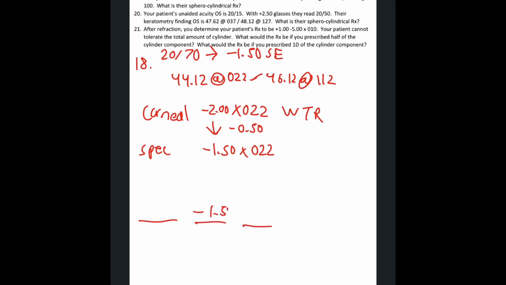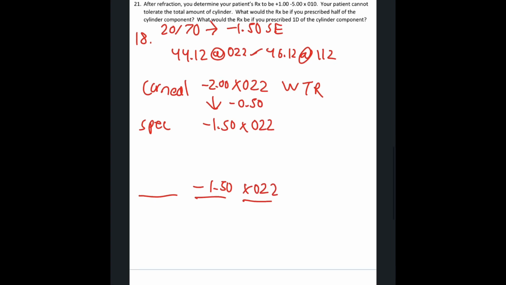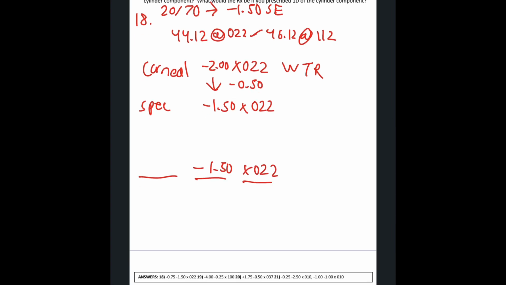We know our cyl is minus 1.50. We know our axis is 22. We just need to figure out the sphere. To do that, we use a formula: spherical equivalent equals sphere plus half of the cyl. In this case, we know our spherical equivalent is minus 1.50. Our sphere we don't know, it's a variable. I'm going to use x instead of s, plus half of the cyl, which is minus 1.50.